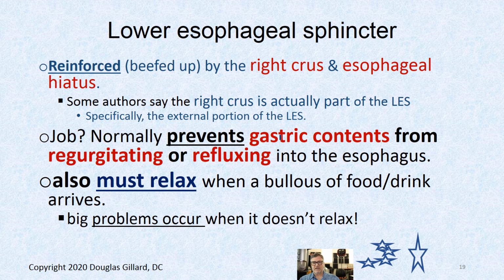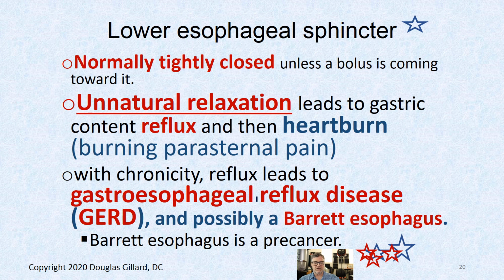What's the job of the lower esophageal sphincter? We already said it stops gastric contents from regurgitating upward into the esophagus and damaging the esophagus. And then it also can't be tight all the time. It has to be able to relax when food is heading its way. When a bolus of food is coming toward it, it needs to relax. So those are the two things it needs to do. And when it doesn't work right, in the next lecture we're going to look at the pathology which can occur, like the nutcracker esophagus.